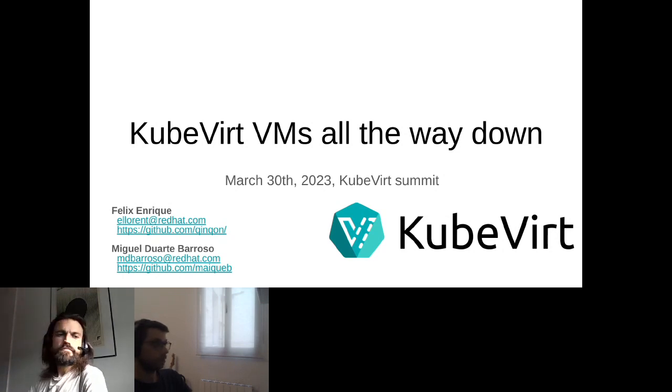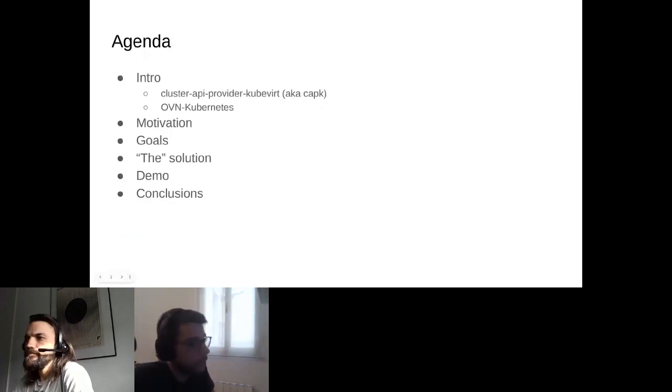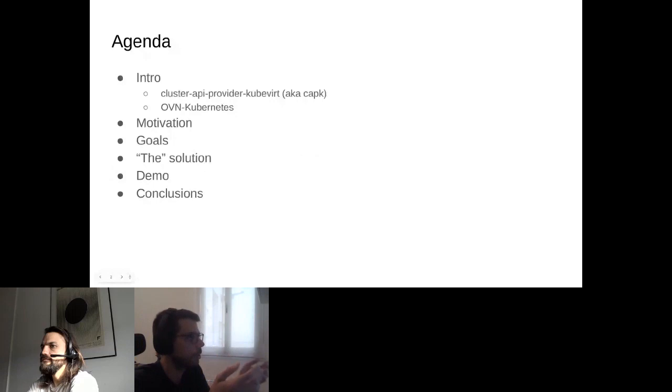So, let's kick off with the agenda. We will begin with a quick introduction of what cluster API provider KubeVirt is, and also of the Oven Kubernetes projects. Once we have those two projects clear, we will explain why we want to mix and match them and use Oven Kubernetes to provide a CNI, the networking solution that we want to have.